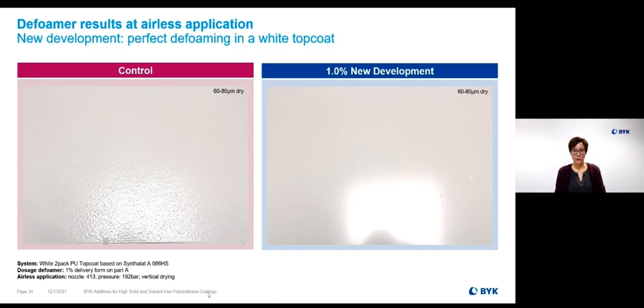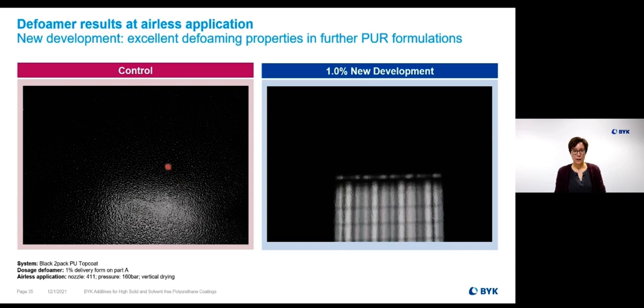And that was always visible in a black 2-pack PU top coat. Left-hand side, again the control without any defoamer. And right-hand side, more or less no foam and a very sharp reflection of our light. And here we use 1% of our new development, which we will introduce soon.